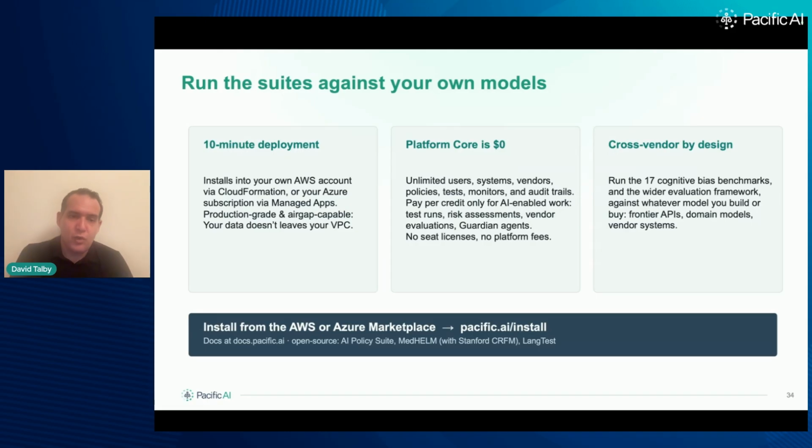If you want to try it within Pacific AI, you can just go and install it yourself. It's a 10-minute install. It installs within your AWS or Azure account, within your environment. It's private, we never see it. By default, there's no platform fee, so only if you start using the AI features do you need to pay anything. And it's cross-vendor, meaning you can test any LLMs, any systems, including custom ones you've built yourself.